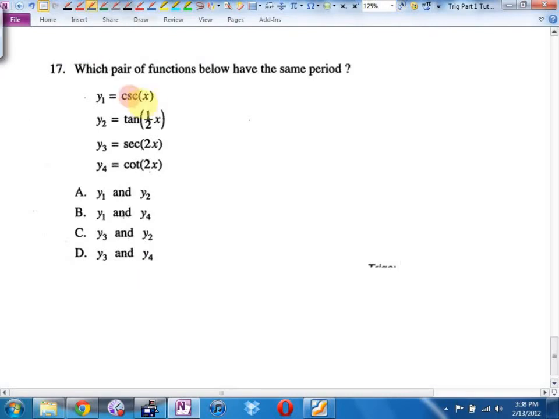What's the period of cosecant? Don't know. Amanda, what's cosecant go with? Have they mucked around with the x at all? Say no. Then the period here is 2 pi.